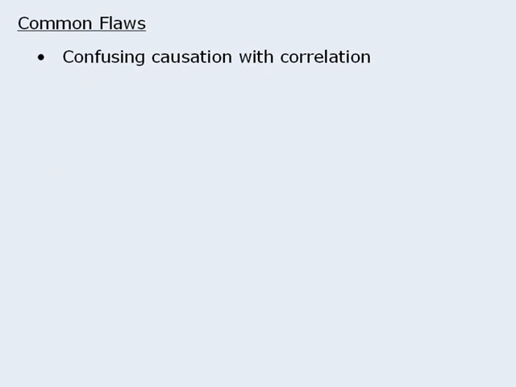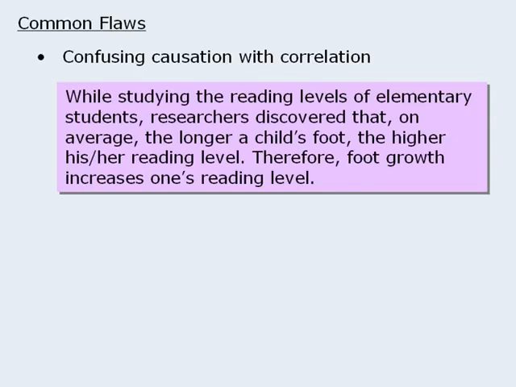On a similar note, consider this example. While studying the reading levels of elementary students, researchers discovered that, on average, the longer a child's foot, the higher his or her reading level. Therefore, foot growth increases one's reading level. Once again, foot length and reading level are correlated, but we cannot conclude that one causes the other. In this example, there's a third variable that affects both foot length and reading level. That variable is age. As children get older, both their shoe size and their reading ability increase.